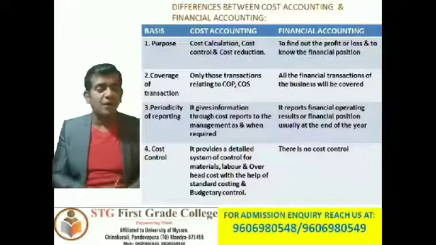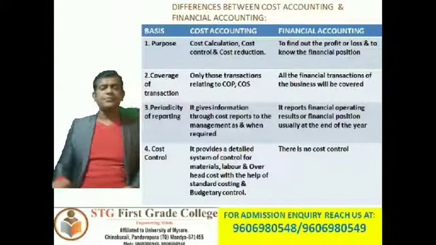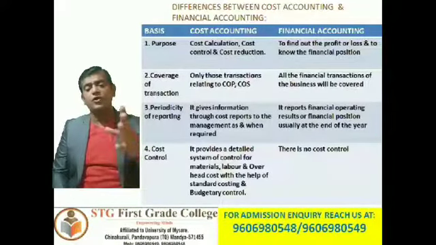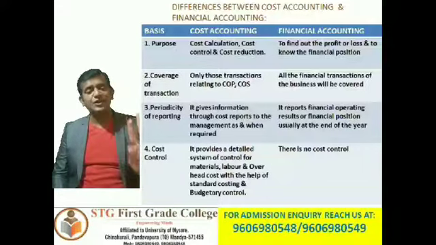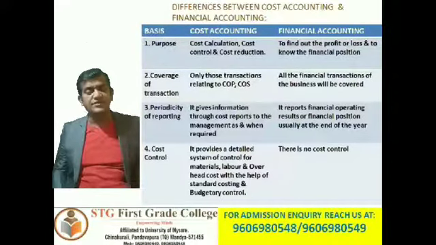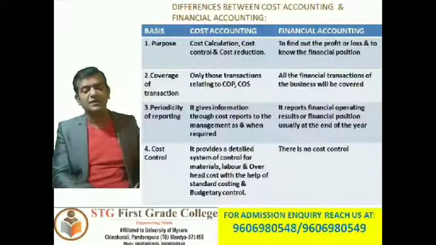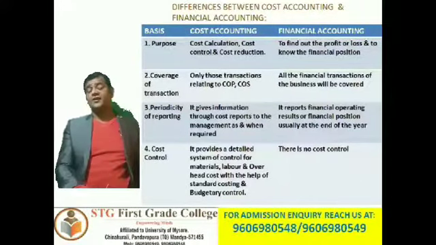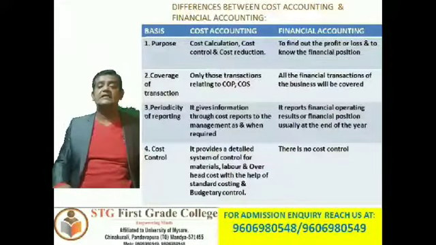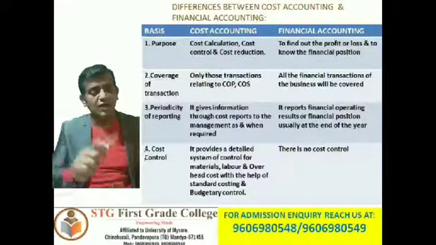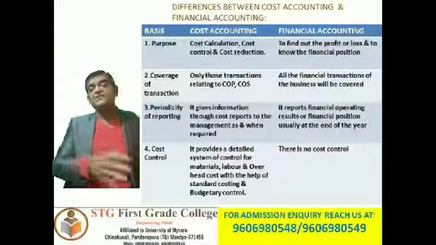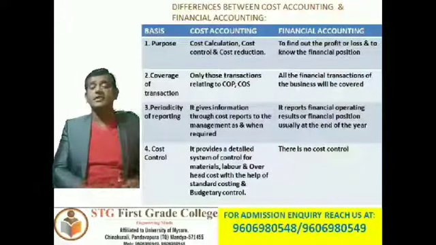And third point, periodicity of reporting. Cost accounting gives you information through cost reports to the management as and when required, whenever management wants, so that periodical reports can be easily submitted by cost accounting. But financial accounting reports financial operating results or financial position usually at the end of the year, that is the financial year, 31st March. Every 31st March it submits the report.